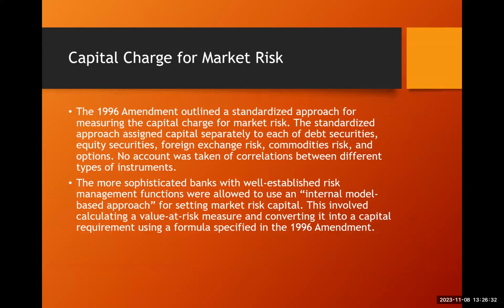The 1996 amendment also introduced a charge for market risk. So we started off with credit risk. Another type of risk that was important to be added to the next part was market risk, the risk that's associated with downturns in the market. And this is also where we start to see different approaches for calculating your reserves.